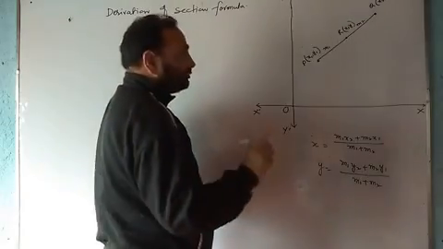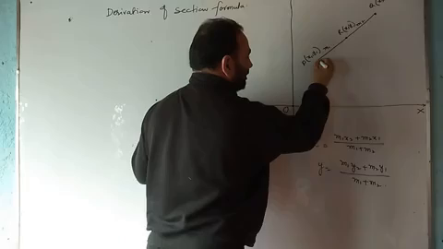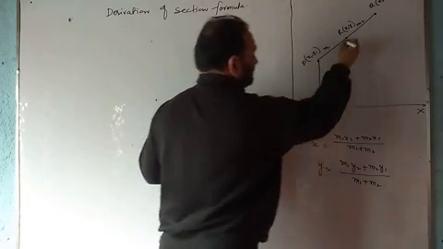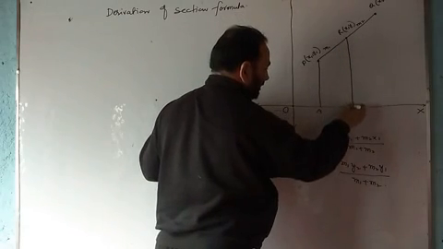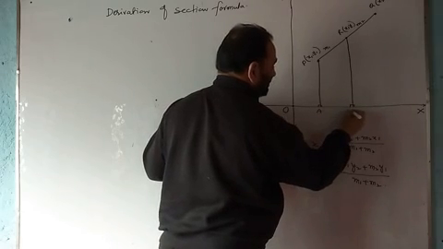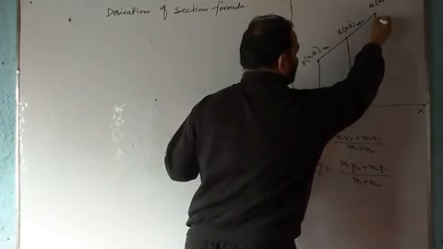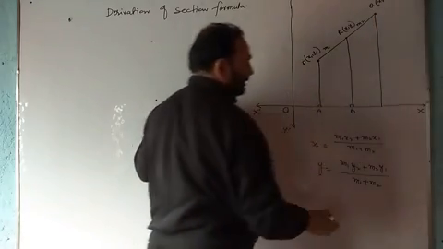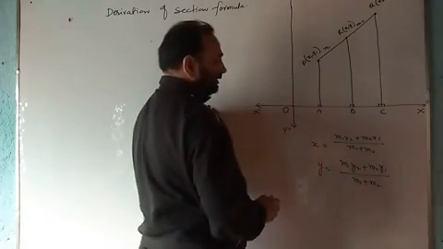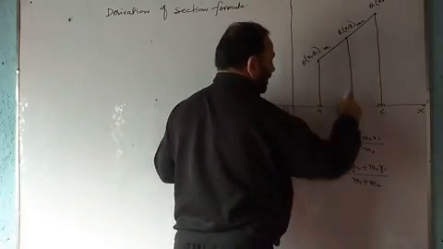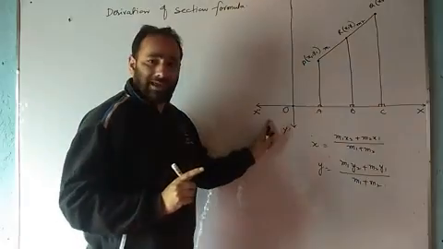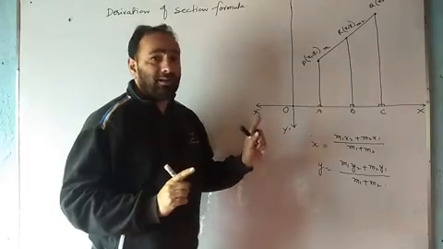Have a look. From P, we'll draw a perpendicular on the x-axis. Let's name it PA. Similarly, from R, we draw a perpendicular on the x-axis, and name it RB. Then from Q, draw another perpendicular on the x-axis and name it QC. You can see PA, RB, QC. We have drawn them perpendicular to the x-axis, therefore they will be parallel to each other.